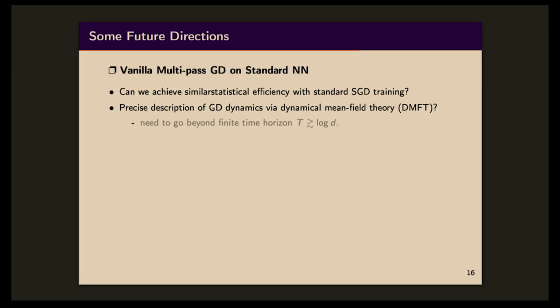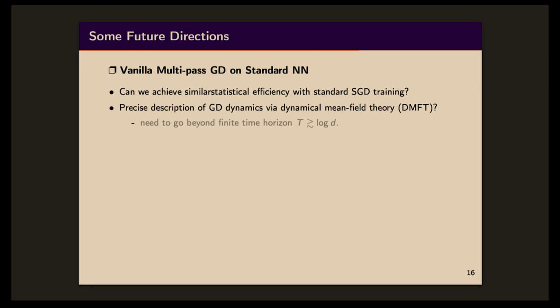All right, I'll quickly mention a few future directions here. One is that the algorithm that we use is not entirely standard. It would be nice if we could show that standard end-to-end training of both layers, for example empirical risk minimization on the same data, also gets the same statistical efficiency. And it would be nice to have some kind of dynamical mean field description for this same batch training. The main difficulty is that we need to go beyond finite horizon, so we need to run this procedure for at least log d time.